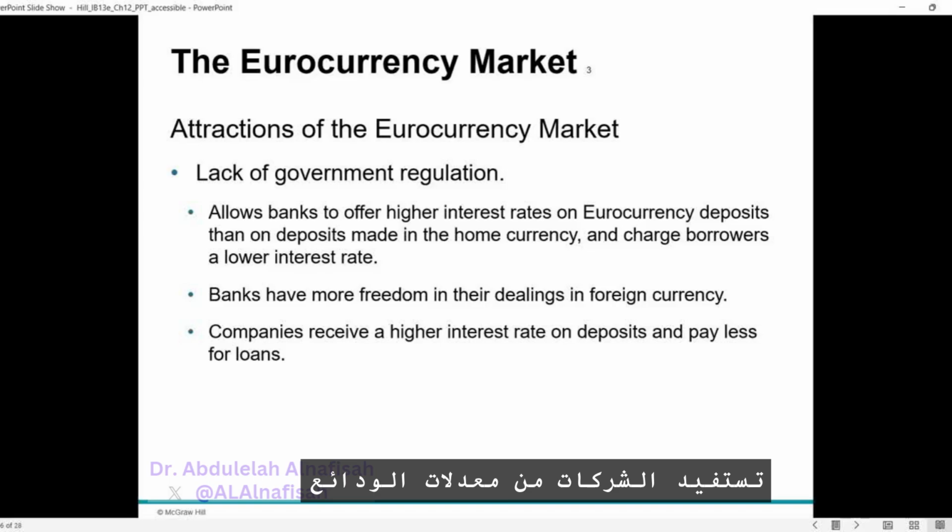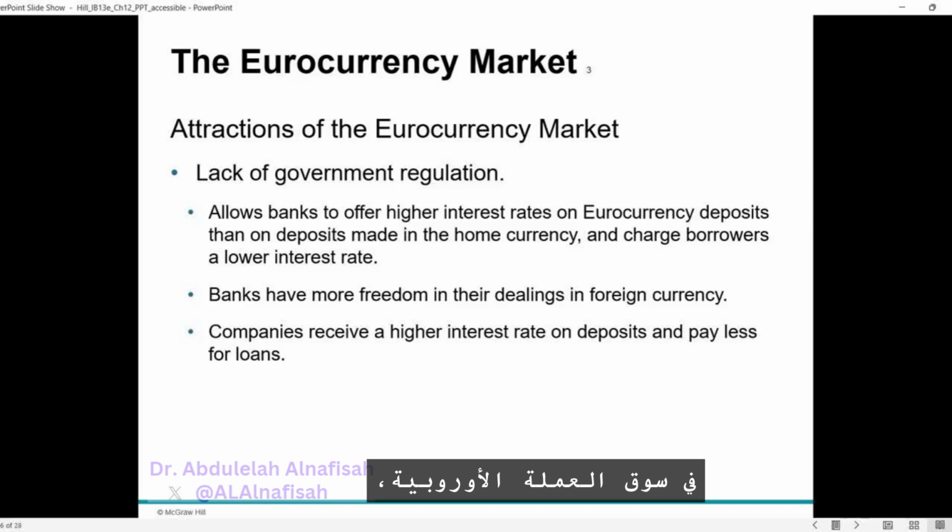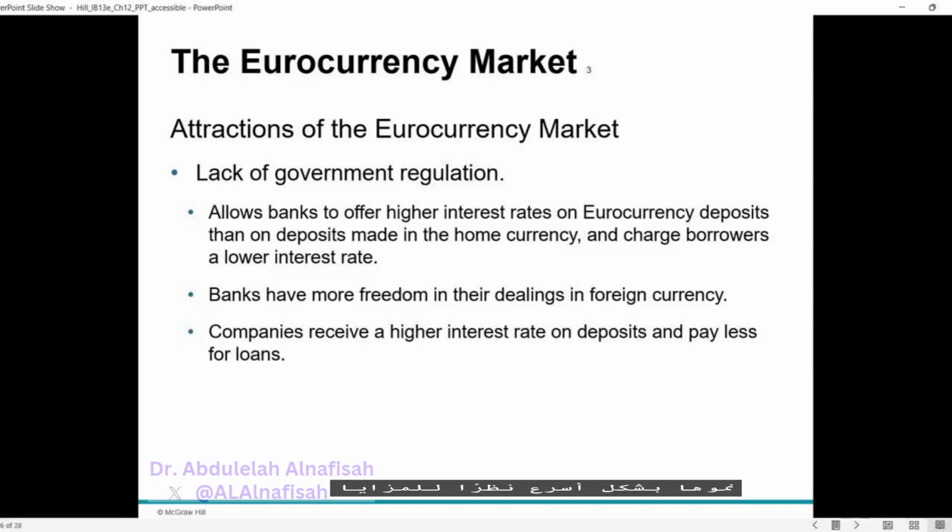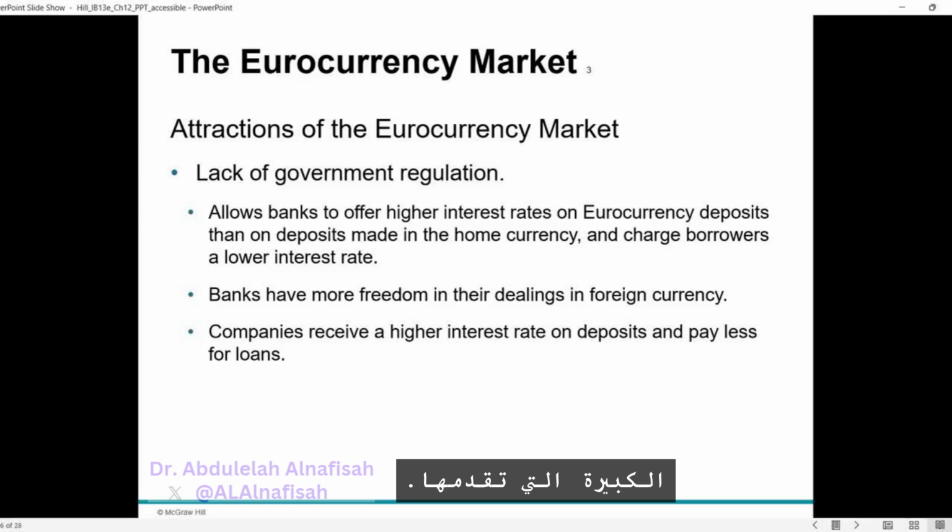Companies benefit from higher deposit rates and lower borrowing costs in the euro currency market, prompting the question of why any depositors would hold funds in their home currency rather than capitalizing on better yields in the euro currency market. The financial incentives driving companies to utilize the euro currency market are clear, raising the question of why its growth hasn't been even more rapid, given the significant advantages it offers.